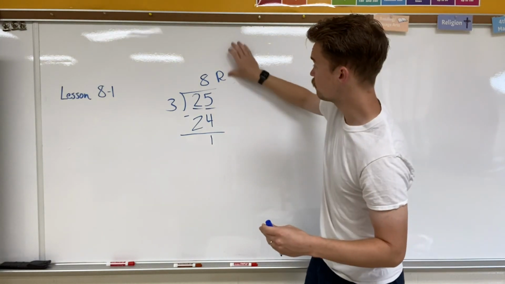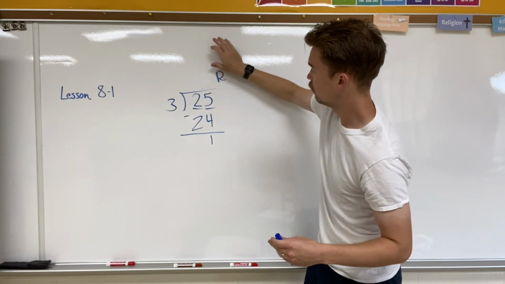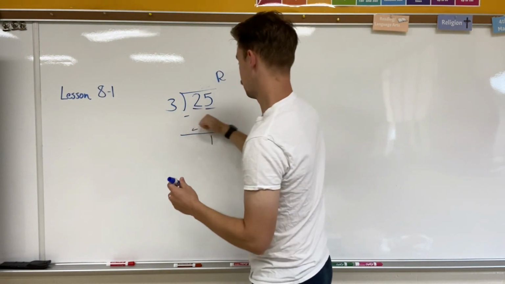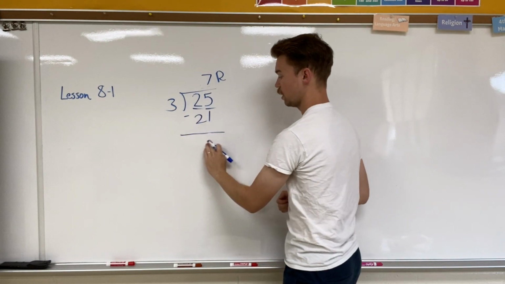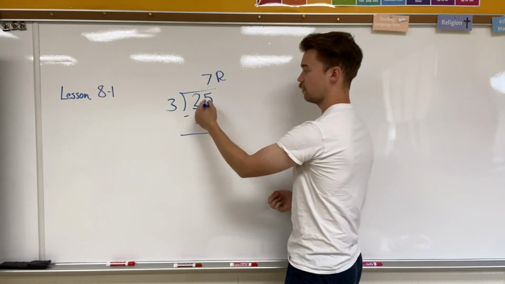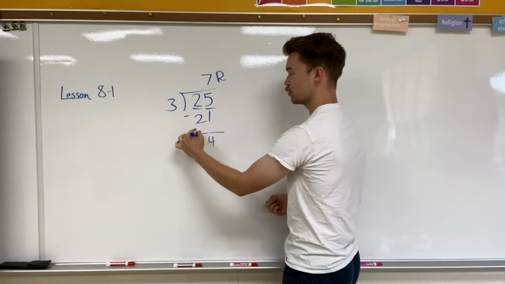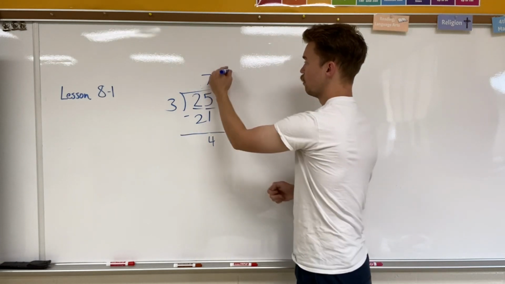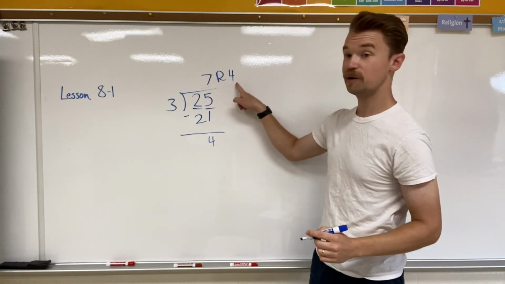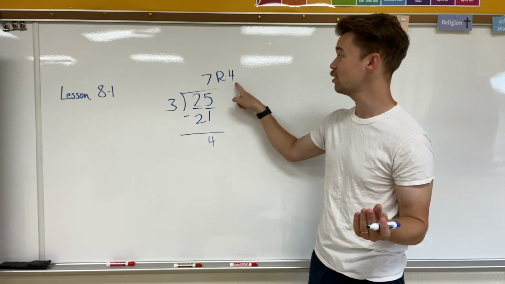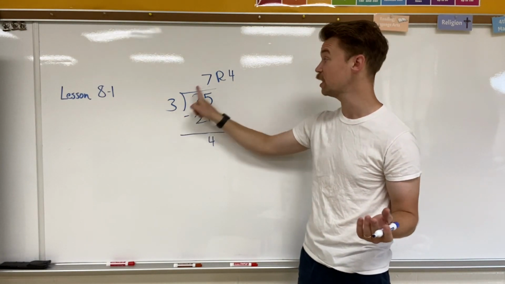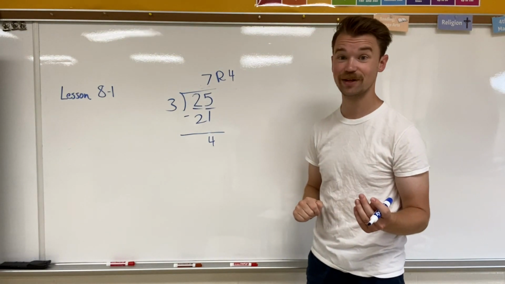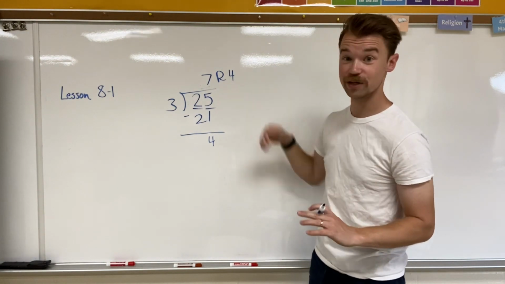Now, if I did something like this, said 3 times 7, and I had 21, and I subtracted, and 5 minus 1 is 4, and 2 minus 2 is 0, I would have 7 remainder 4, but this isn't the right answer because I know that I have 4 left over. I could get a whole another group of 3 into my answer. That's why we have our remainder rule.